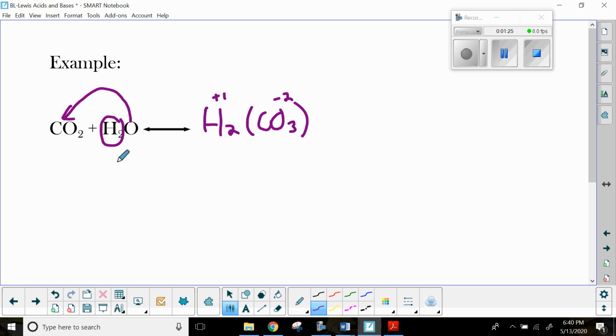The acid in this case, as previously mentioned, is going to be water. The base in this case is going to be your carbon dioxide. Your conjugate acid is all you really have here, which is your hydrogen carbonate. There is no conjugate base in this case because it's a synthesis reaction.